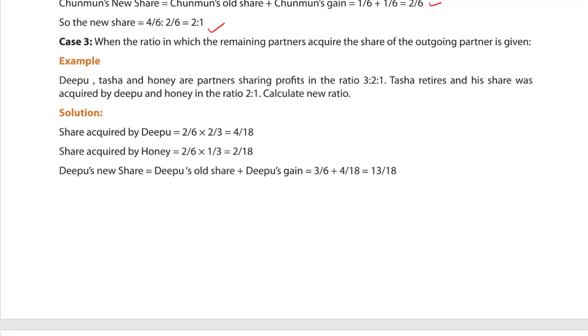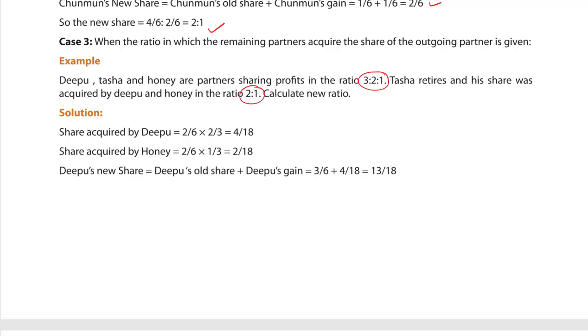Case 3. When the ratio in which the remaining partners acquire the share of the outgoing partner is given in the question specifically. Deepu, Tasha and Honey are partners sharing profits and losses in the ratio of 3 is to 2 is to 1. Tasha retires and her share was acquired by Deepu and Honey in the ratio of 2 is to 1.